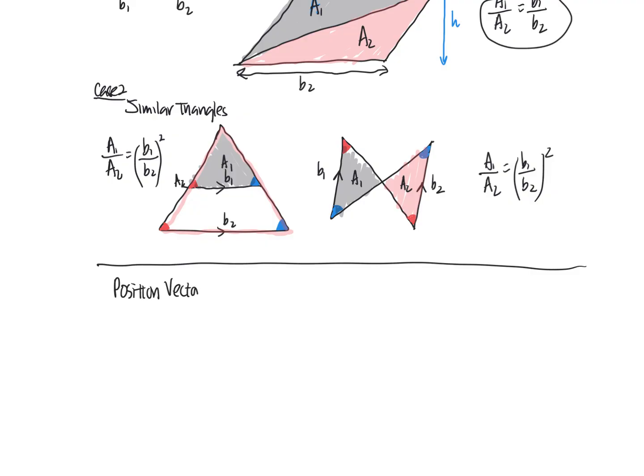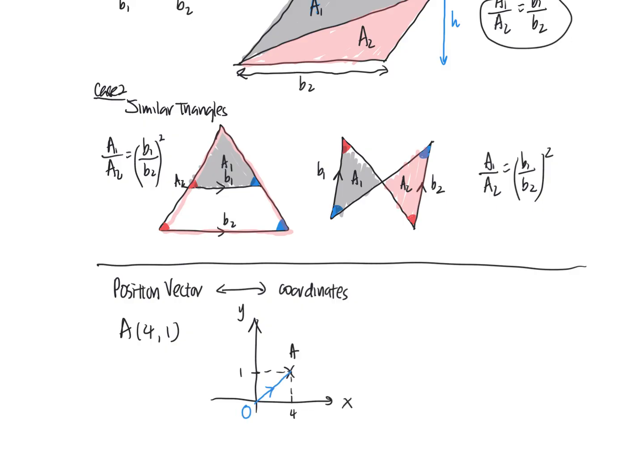So position vector is related to coordinates. If I tell you that the coordinate of A is (4, 1) on the xy plane, I mark out the point A. It is the same as the position vector from the origin to A, which is 4 units to the left and 1 unit upward. So it's given by the column matrix. When they give you coordinates, you have the position vector. It's like they are telling you the position vector.